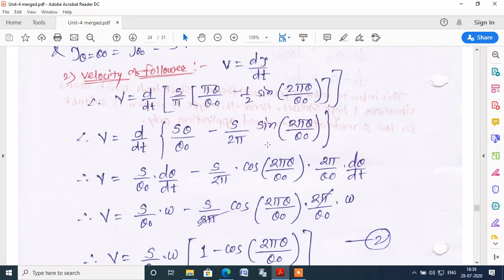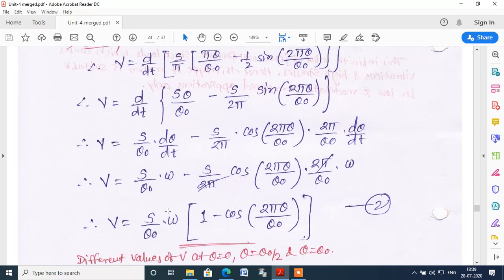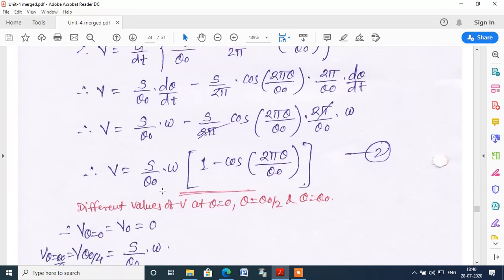constant as it is. So derivative of sine is cos, so cos 2 pi theta by theta naught into derivative of this term 2 pi theta by theta naught. So 2 pi by theta naught into d theta by dt. So d theta by dt is nothing but omega. So putting here omega, we'll get finally v equal to s by theta naught into omega into bracket 1 minus cos of 2 pi theta upon theta naught.